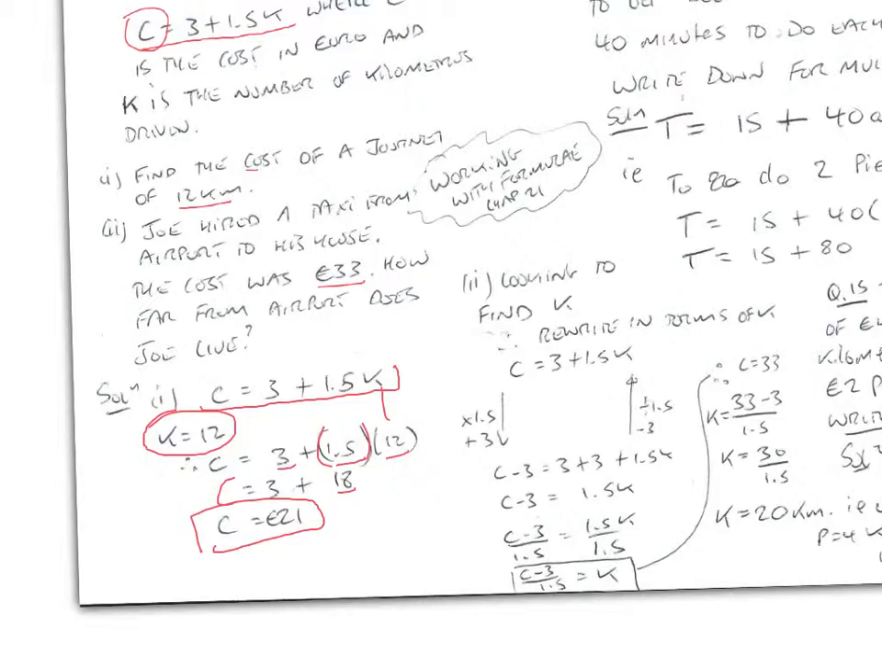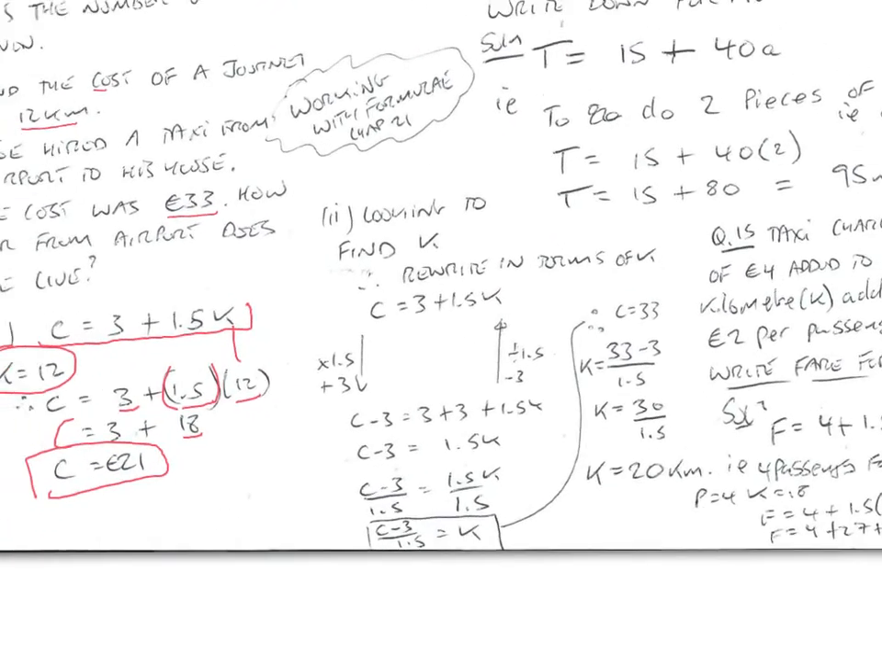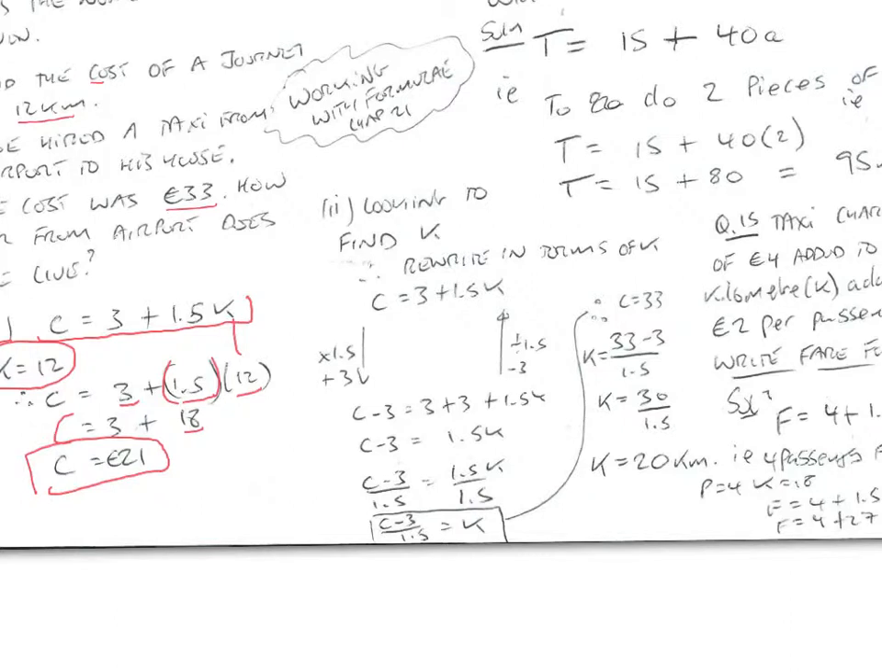And in the second part, we're looking to find the distance from Joe's house to the airport. So we'll rewrite the equation, that is C equals 3 plus 1.5K, which we were given, to make K the subject of the formula, because we're given C, we're told it was €33 he was charged, so we're going to try and find what K is. So we'll rewrite the formula so that it looks like K equals. So how do we do that?